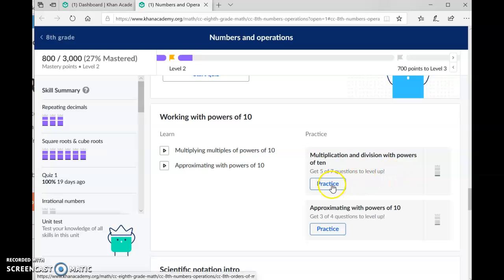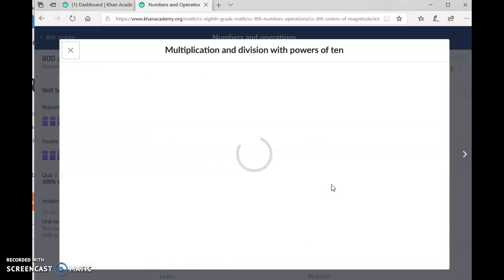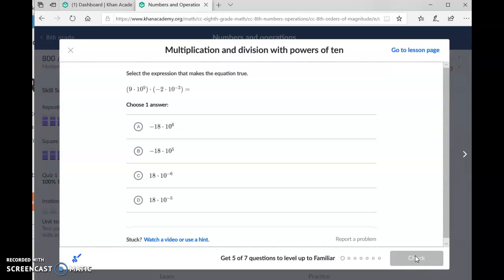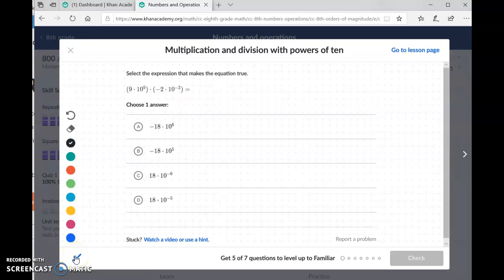Multiplication and division with powers of 10. Click practice here. Alright, so select the expression that makes the equation true. So we have 9 times 10 to the 9th power times -2 times 10 to the 3rd power. Which one of these does this equal? Choose one answer.